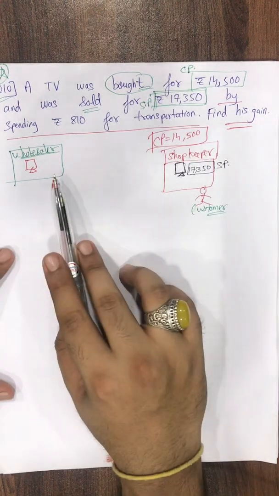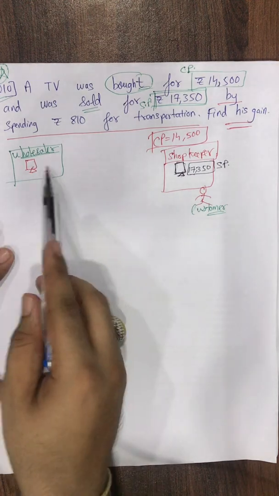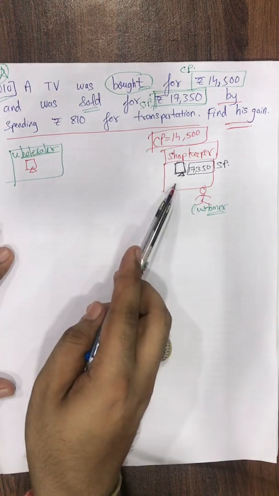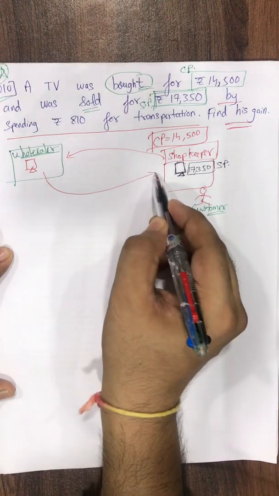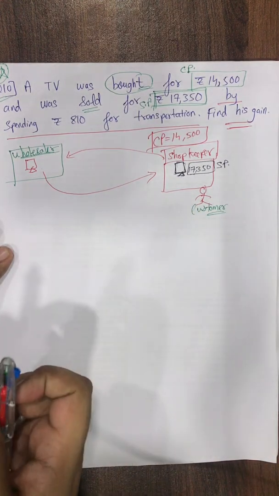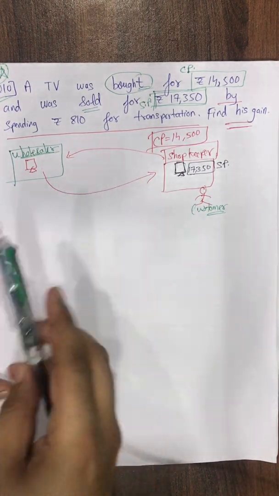Send me. The wholesaler told me, "No, at present I don't have any man to send you. You have to catch a cab, you have to catch a taxi. You need to come to me and take the TV to your shop." Okay, so now I need to purchase the TV from you, but I need to use the cab.